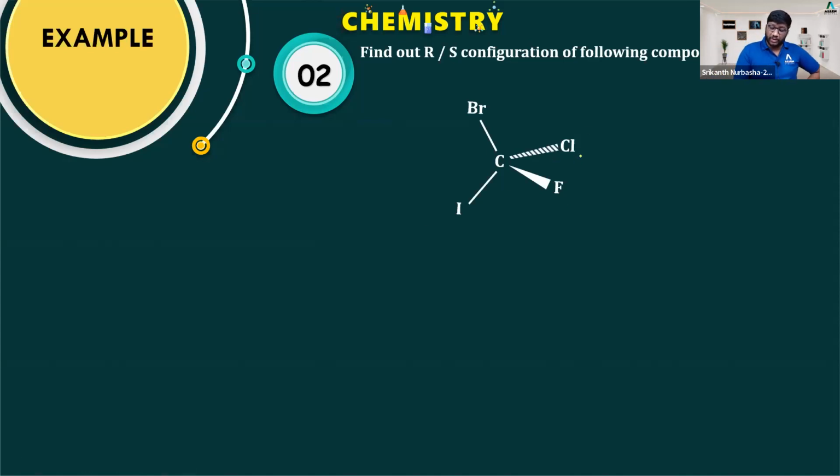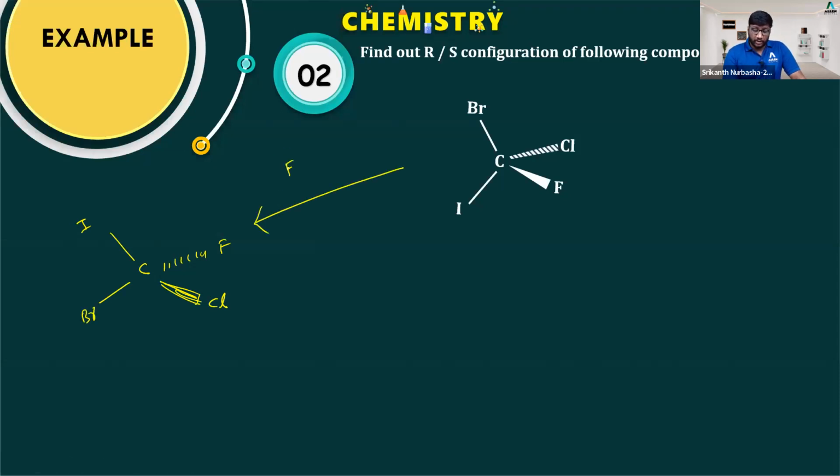I can exchange chlorine and fluorine. So with respect to this carbon, I have to do an even number of exchanges so that the configuration is not changed. So I have exchanged chlorine and fluorine. Chlorine was here, fluorine was here. If I exchange only fluorine and chlorine, the configuration would be reversed. So I have to exchange bromine and iodine also. So iodine is here now, bromine is here now. Fluorine exchanged with chlorine and bromine exchanged with iodine. I have performed an even number of exchanges, so the configuration would be same.